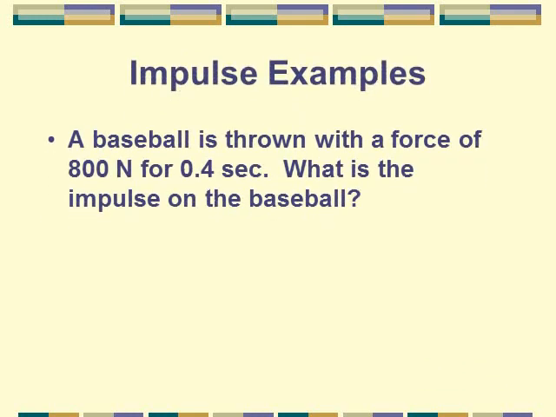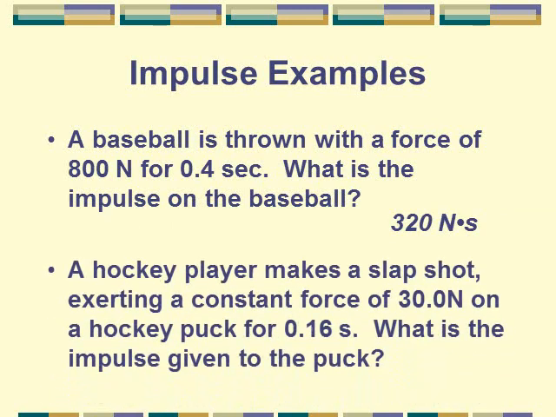We've got a baseball that's thrown with a force of 800 newtons for 0.4 seconds. What's the impulse? Well, if the net force is 800 and you multiply that by 0.4, you get a total of 320 newton seconds.